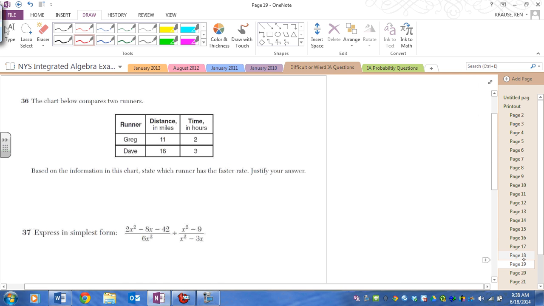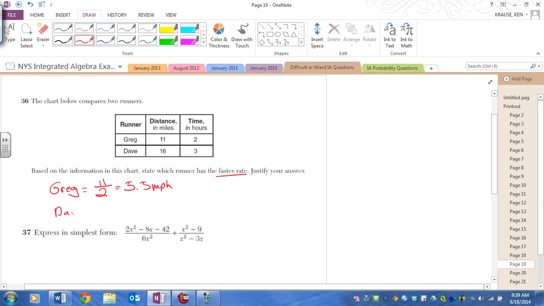All right, page 19. Which runner has the fastest rate? So, in order to figure out your rate, you just have to divide. So we'll take Greg is equal to 11 divided by 2. Distance divided by the time it takes him. So he was going 5.5 hours per minute. Excuse me, miles per hour. I don't know why I wrote it like that.